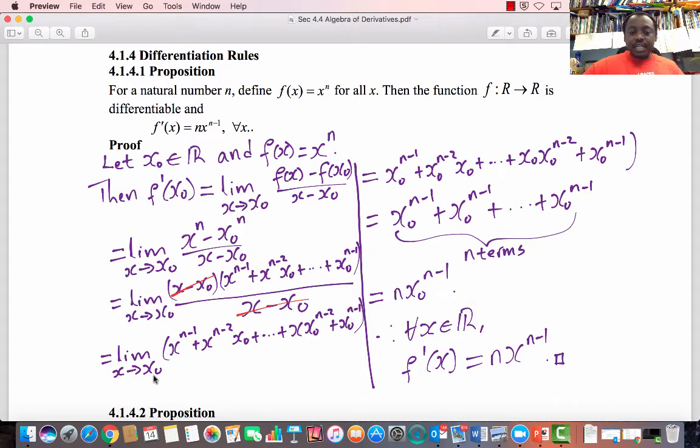As x approaches x naught, that gives me x naught raised to the power n minus 1, x naught raised to the power n minus 2 times x naught, and so on and so forth.